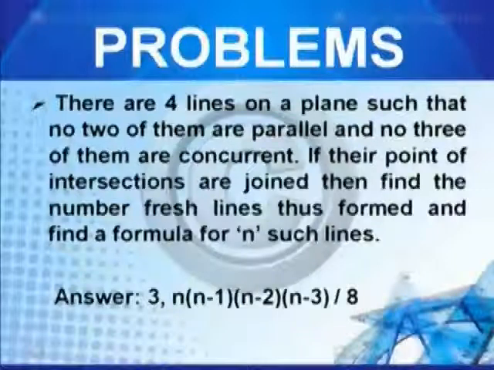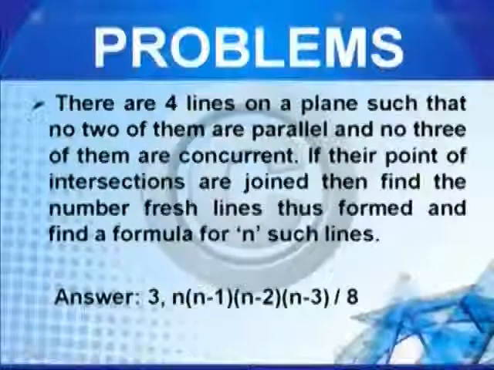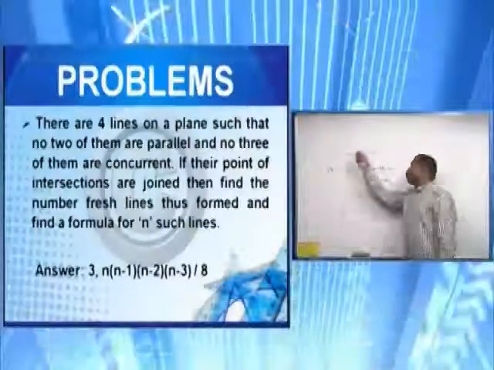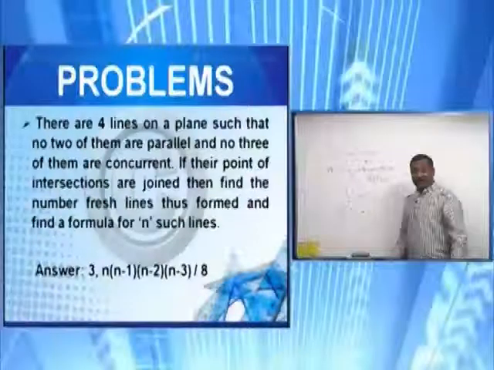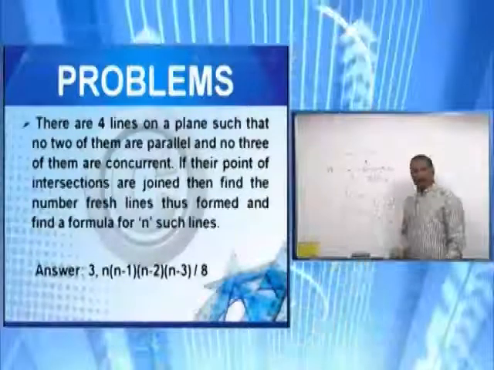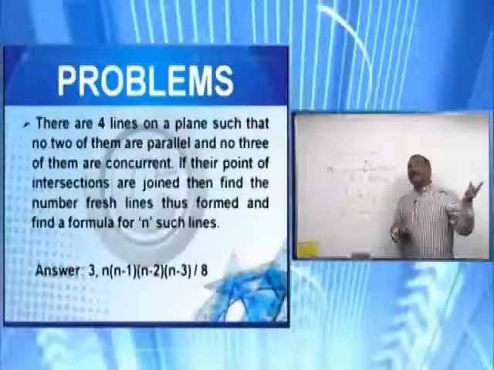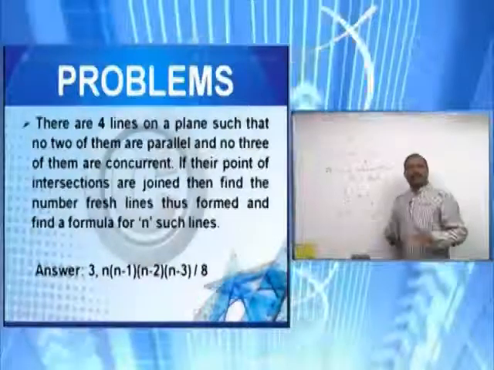What is the continuation? Find the number of fresh lines thus formed and find a formula for n such lines. And we need a general formula for that. For 4 lines, we have derived it. For 5 lines, what should we do? For 6 lines, what should we do? The same concept can be applied, of course. That is why I explained it to you. And if you can write it for n lines, it can be taken as a general formula.